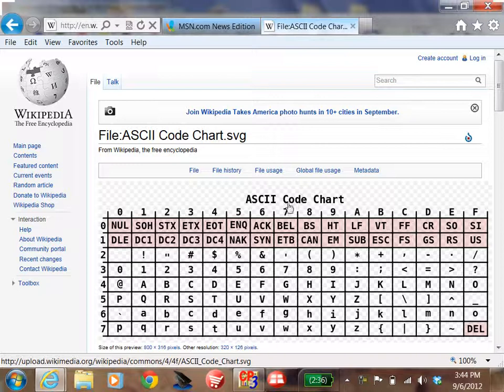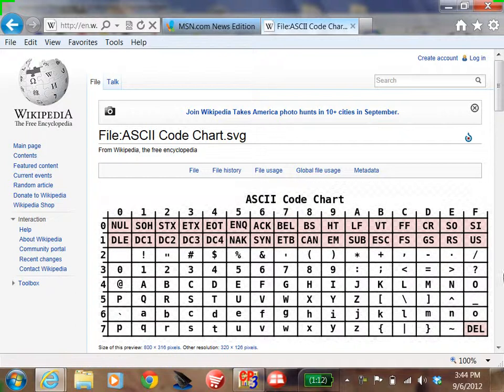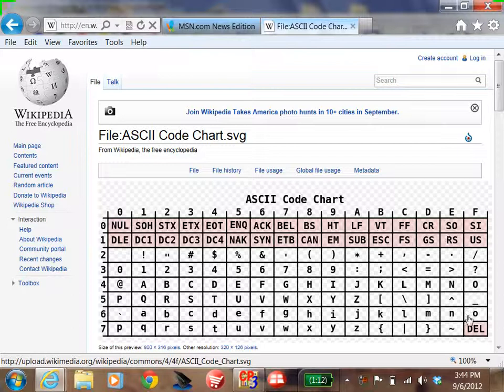What are these things here anyway? The white stuff is the stuff on the keyboard. But there are some other things besides the characters on the keyboard, in this red here: NUL, null, SOH, STX, ETX, EOT, ENQ, ACK. What is all of that? These are called control characters.